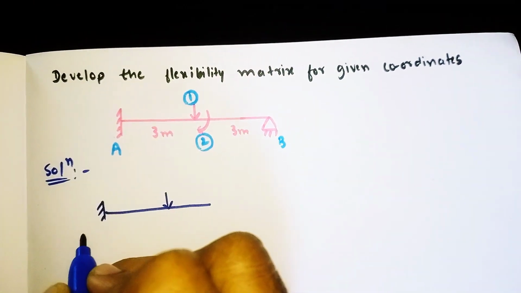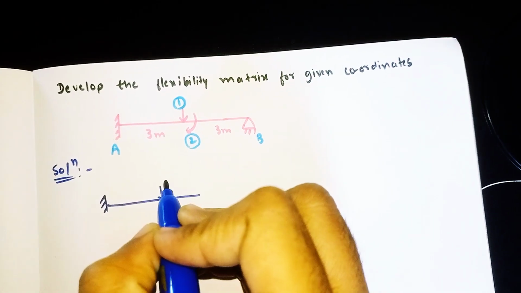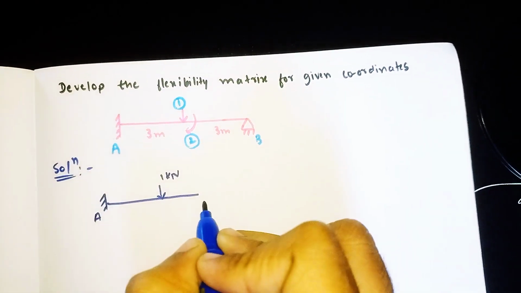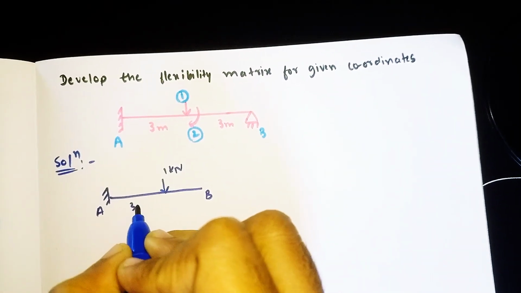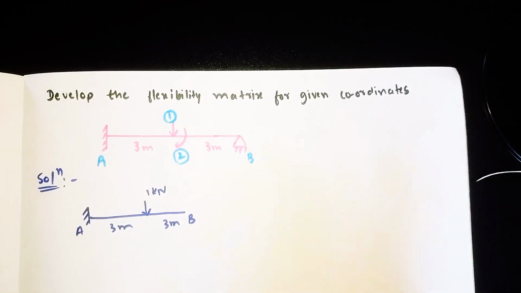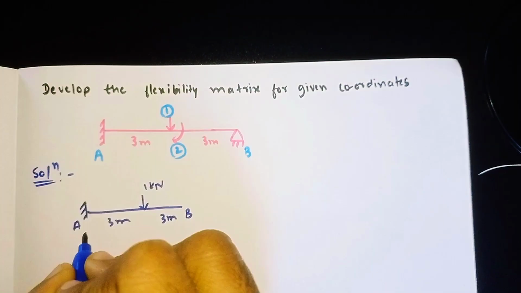So now I am calculating the reaction for coordinate 1. So removing all the loads, I will take only coordinate number 1. On that, a unit load is acting, that is 1 kilonewton. So here also distance 3 meter, here also 3 meter. So now we have to calculate the reactions for this. For each coordinate we need to calculate the reactions separately. So now I am calculating for coordinate number 1.